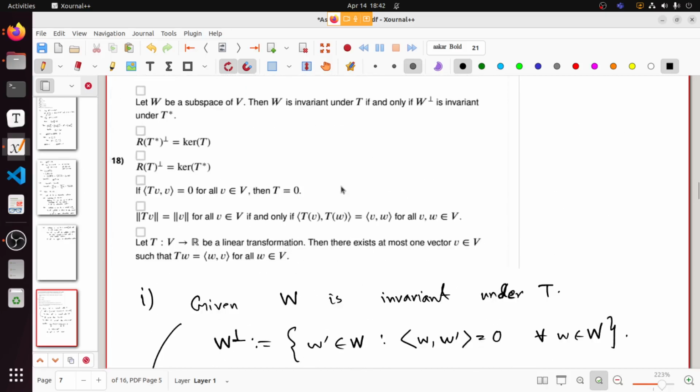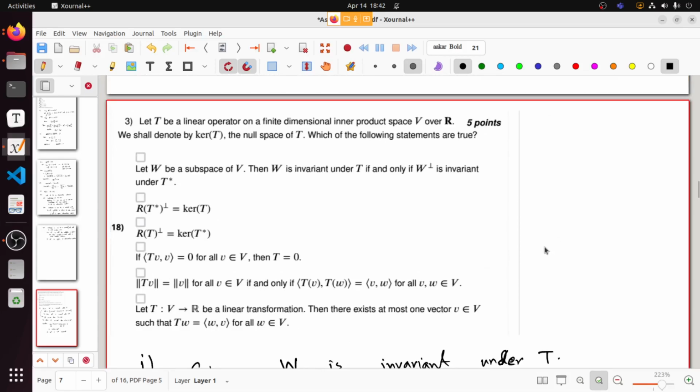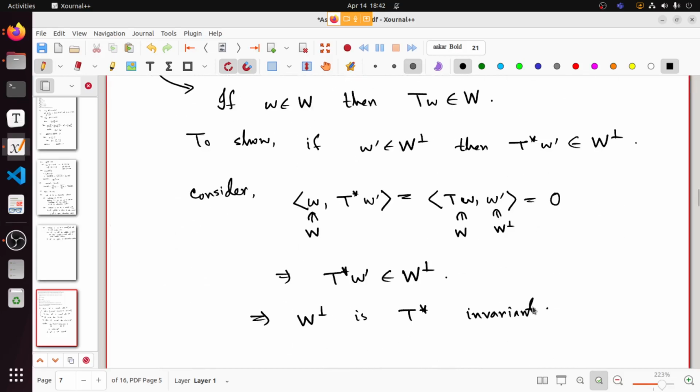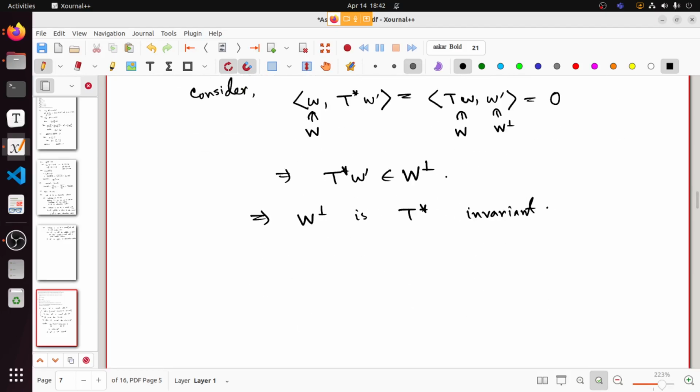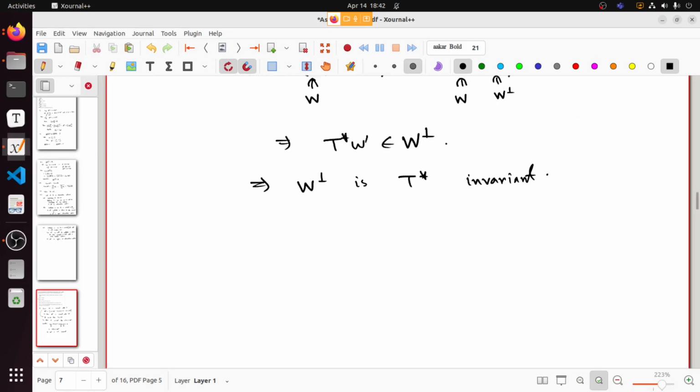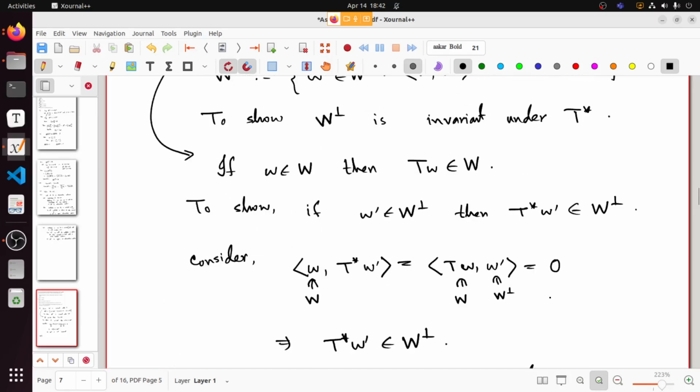So this is the first option. If W is a subspace and W is invariant under T, we have proved one side, then W perp is invariant under T star, and you can reverse the argument also, right? So this is if and only if. Again you can reverse the argument. So this is the first way, and you can use the other way also to get the converse part.